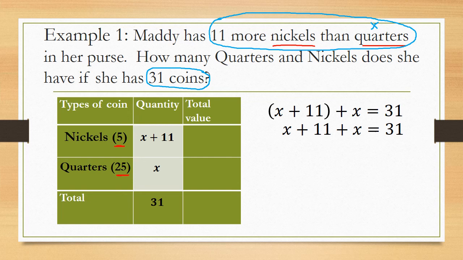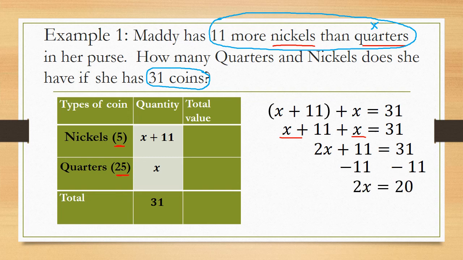As you notice here, we have like terms, X and X. That means I'm going to put these two like terms together into 2x plus 11 equals 31. To solve this two-step equation, all I have to do is take away 11 from both sides. Going to end up with 2x equals 20. Divide both sides by 2, and then x is going to be equal to 10.